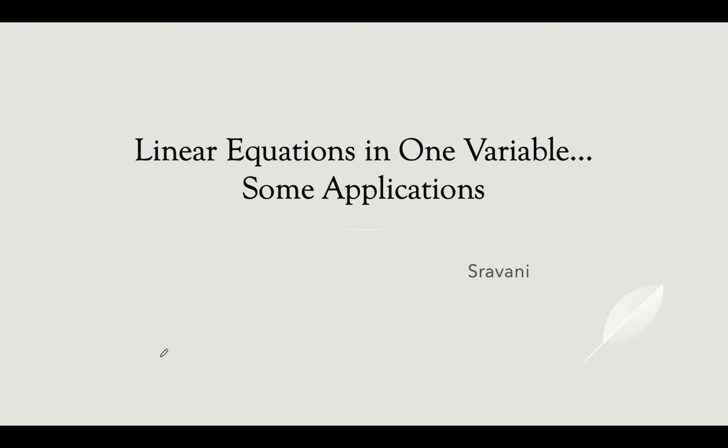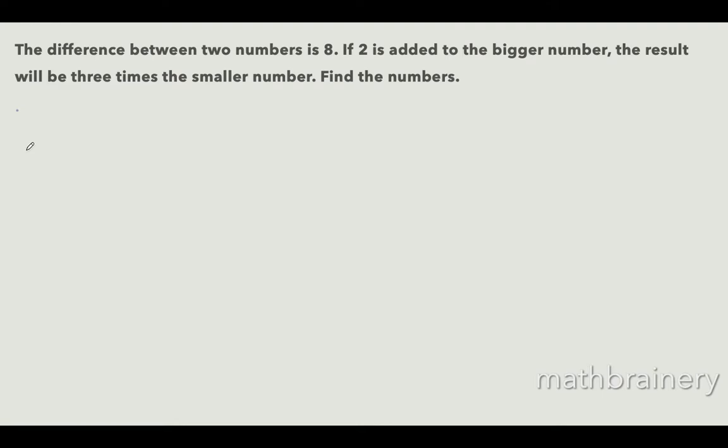In this session, let's talk about some applications of linear equations in one variable. The difference between two numbers is 8. If 2 is added to the bigger number, the result will be 3 times the smaller number. Find the numbers. Let's first assume there's a number line. You have two numbers on the number line such that their difference is 8.